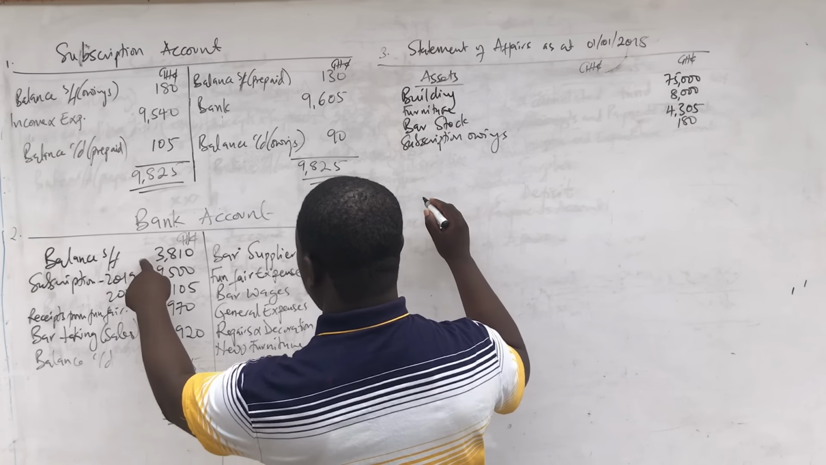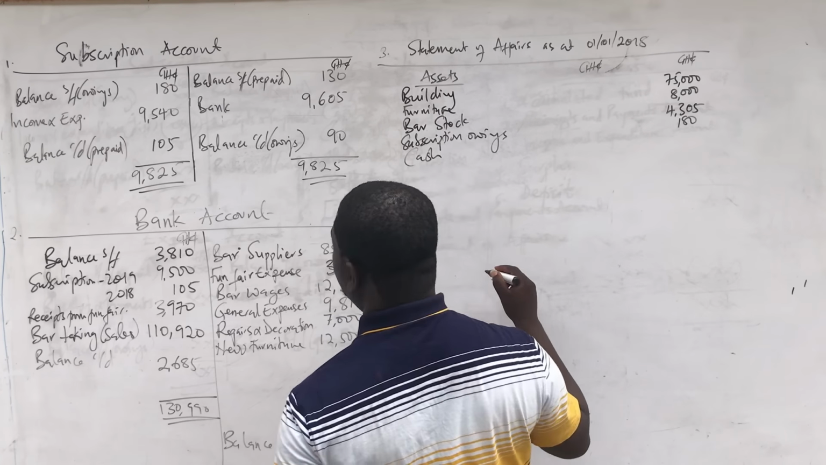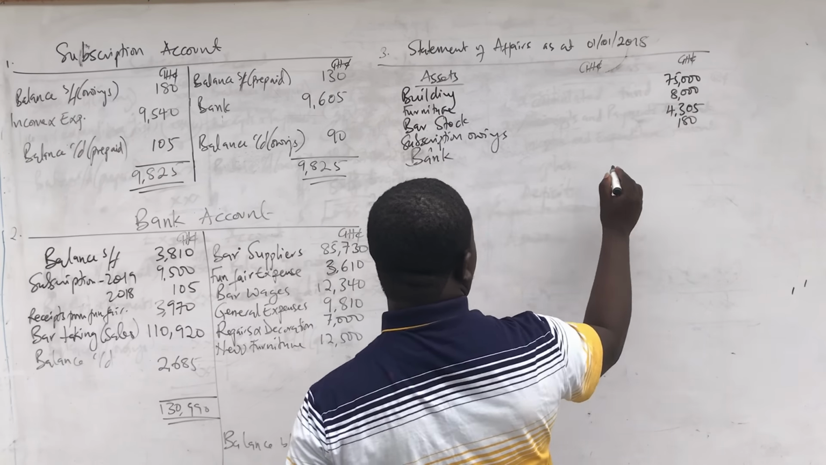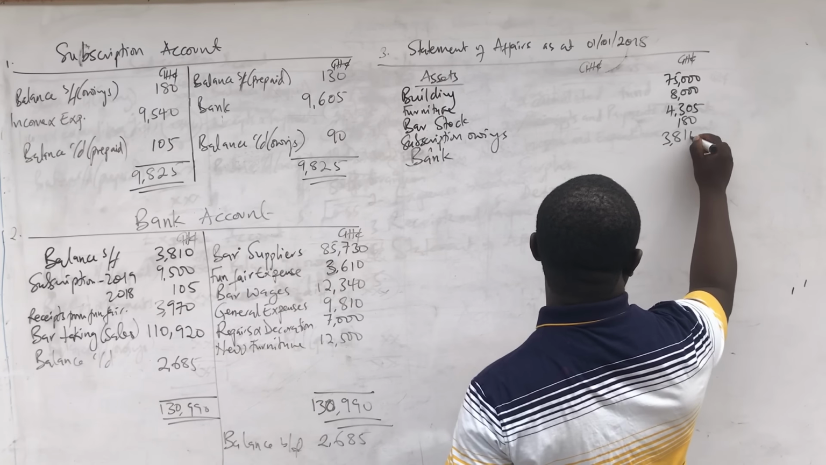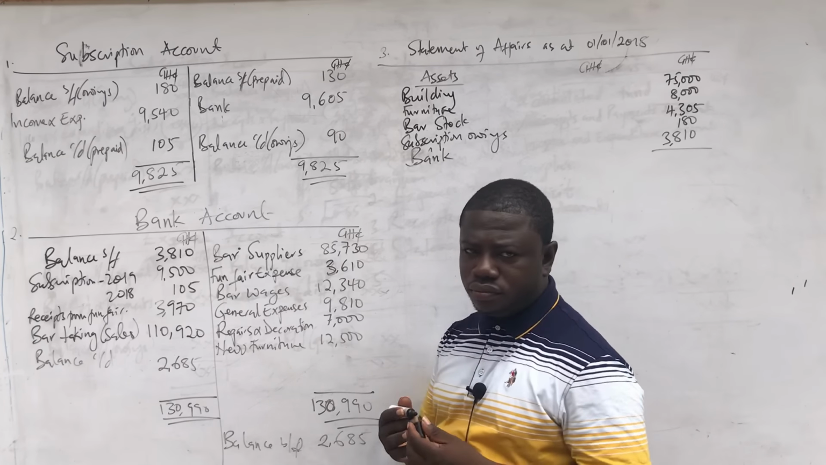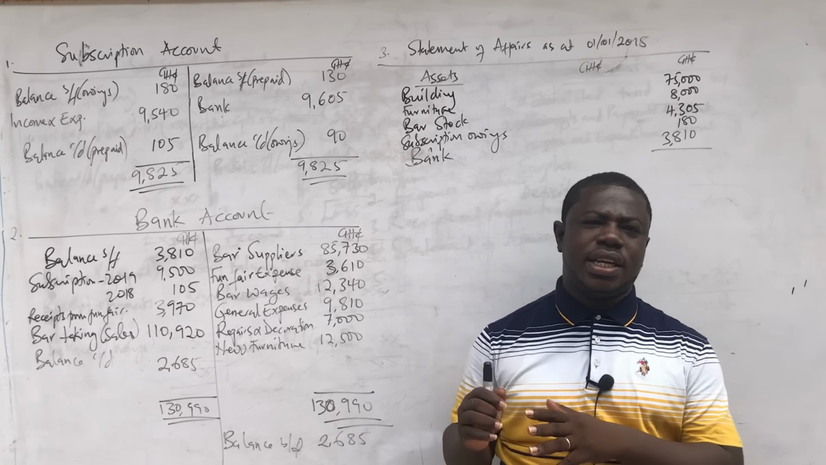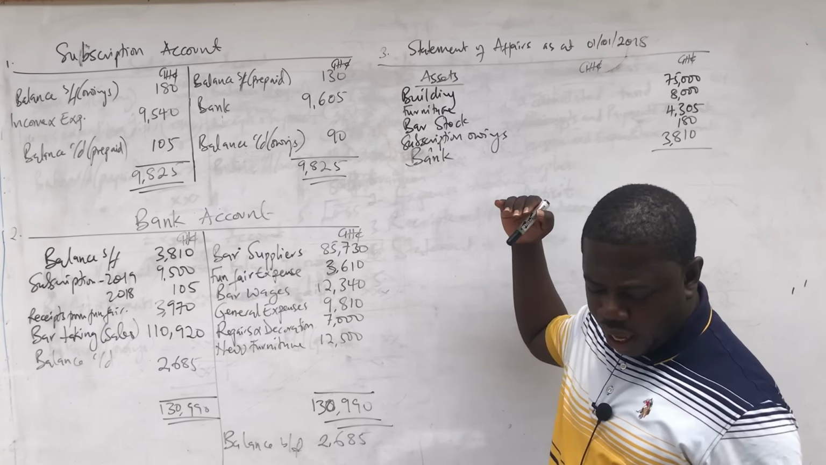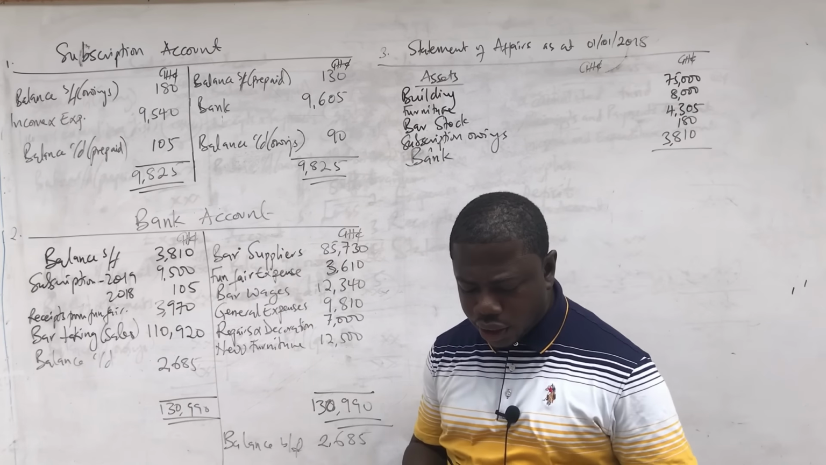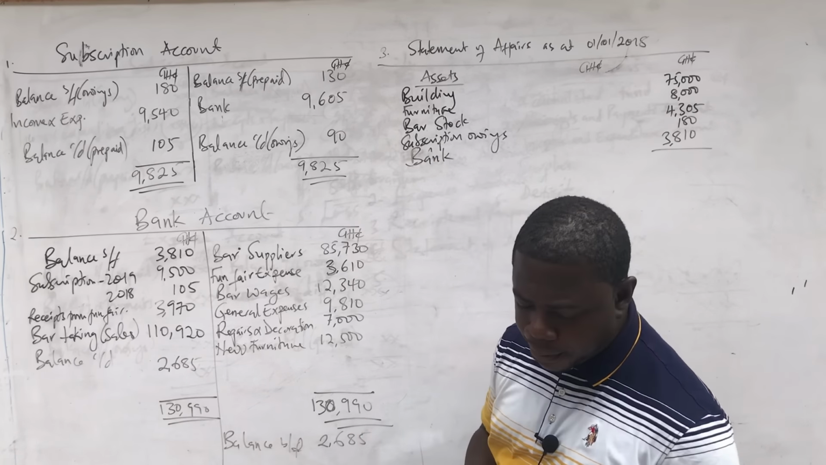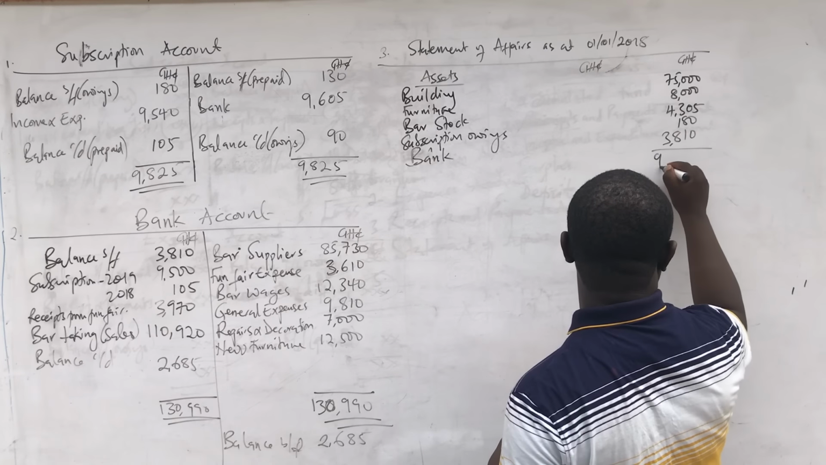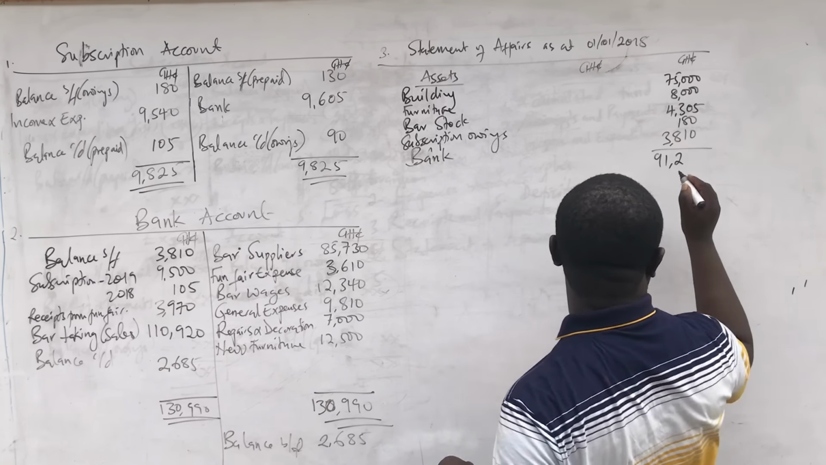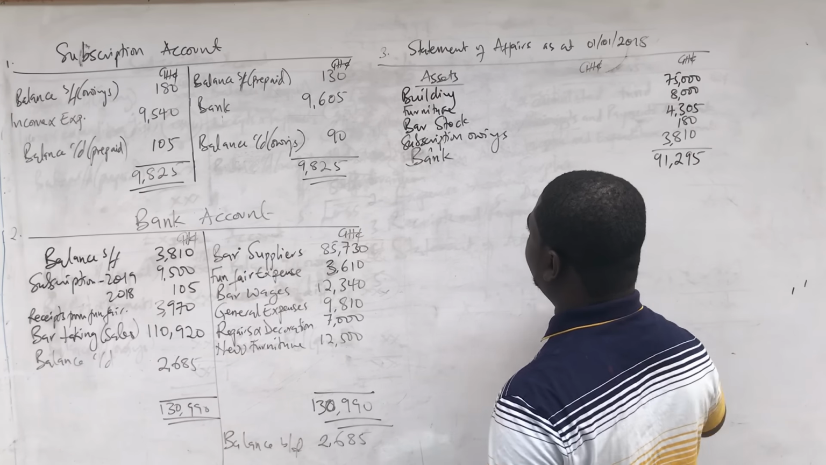And then there was an opening cash balance at the bank. So bank. So the bank balance is also 3,810. I think these are the only assets that we had for both the non-current and the current assets. And so when we add up our assets at the beginning, what are we going to get? We are going to get 91,295. So that is for the assets.